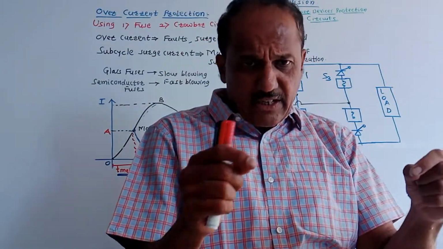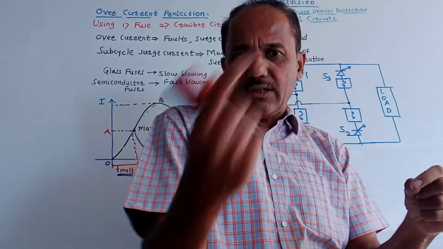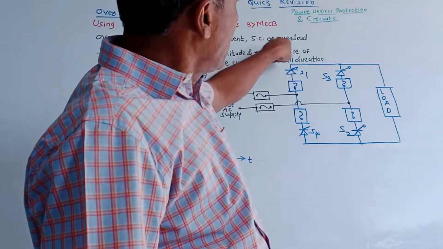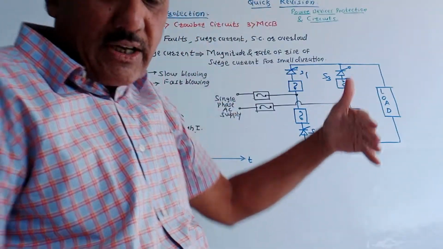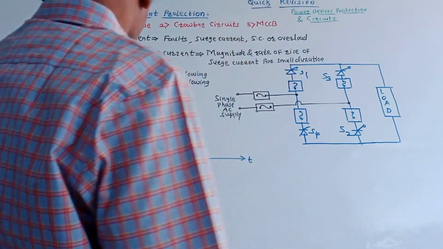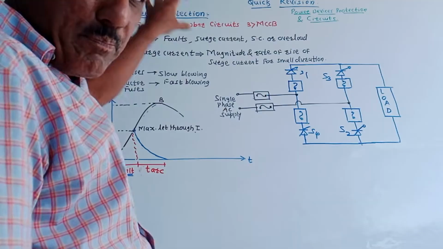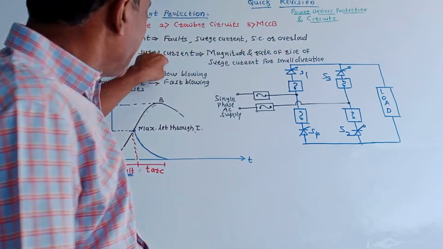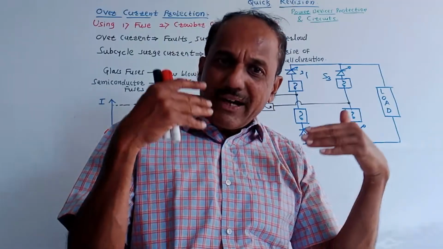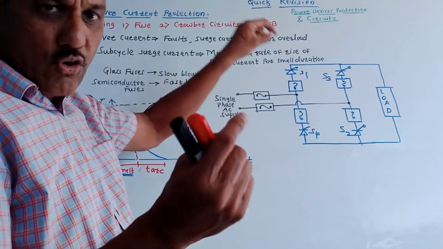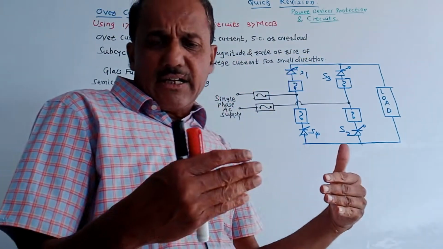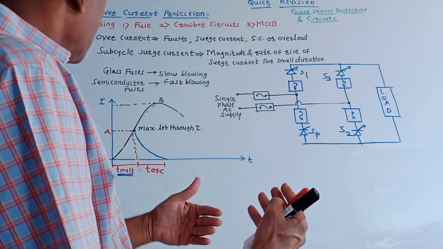Surge current is any current which exceeds a specified limit for a short amount of time, or there may be a short circuit or overload condition, because of which the current flowing through the power devices may increase beyond the specified limit. So that is the overcurrent. There is one particular term called sub-cycle surge current. It is defined as the magnitude and rate of rise of the surge current for a small duration. To limit this current, or to provide this protection, different techniques are used.